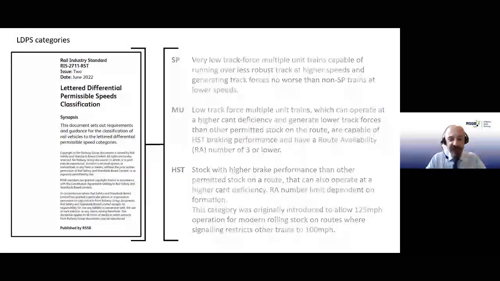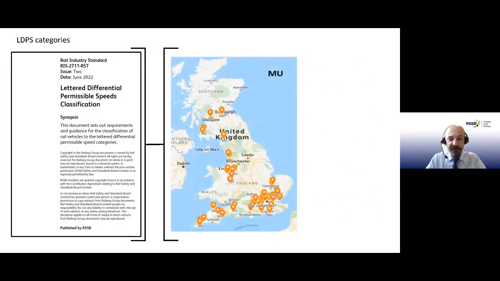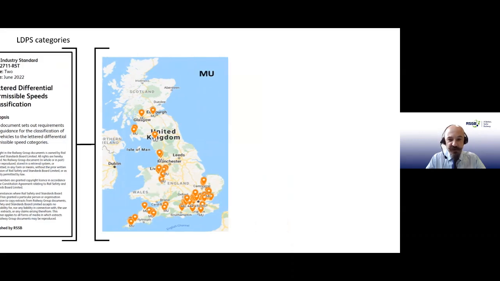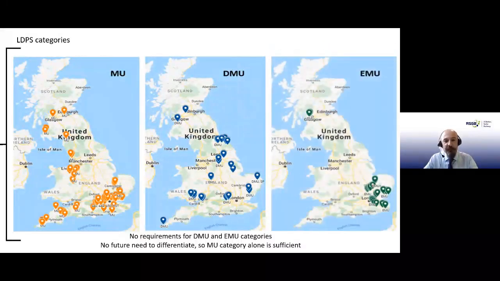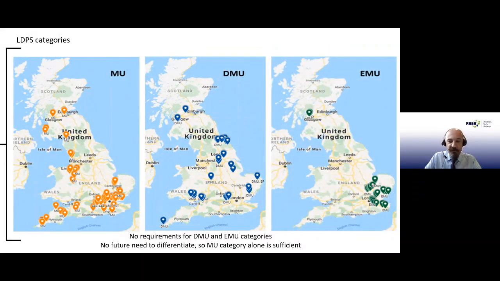Now, T1163 only produced recommendations for the MU LDPS category and not for the DMU and EMU categories, because it concluded that there is no longer a need to differentiate between these two, and the purpose is served by the MU category alone. So for that reason, there are no requirements in RIS 2711 RST for DMU or EMU rolling stock categories. Though to be clear, this does not mean that any changes need to be made to existing locations on the network where there are EMU or DMU speeds signed.